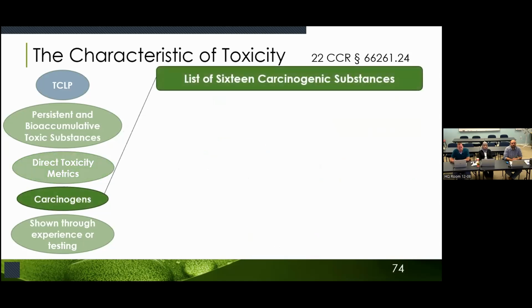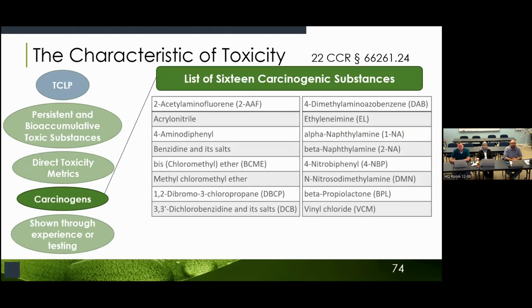The second to last non-RCRA criteria for the characteristic of toxicity is a list of 16 carcinogens, or cancer-causing chemicals that were known and regulated by the Occupational Safety and Health Administration. Most of these chemicals are ones you've probably never heard of, and most of them are on the federal P list or U list. Now, as we discussed, being on one of those federal lists means regulation of unused chemicals that are either in their pure form or found as sole active ingredients.